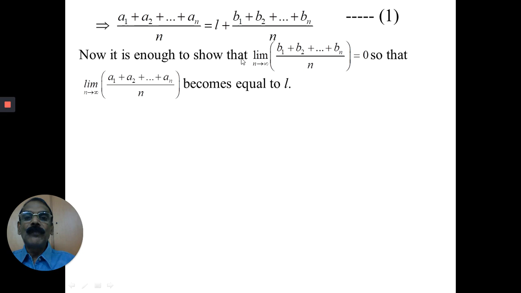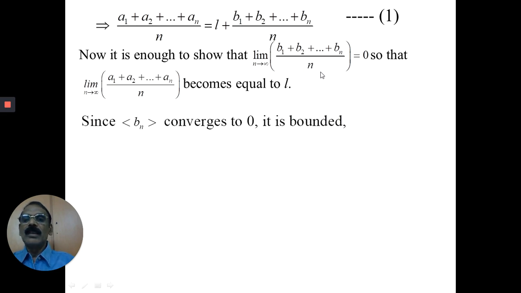Now, it is enough to show that the limit of (b1 + b2 + ... + bn)/n is 0. So that the limit of the left hand side, namely (a1 + a2 + ... + an)/n, will be equal to L, and hence that proves the theorem. So now our aim is to show that the limit of (b1 + b2 + ... + bn)/n is equal to 0. What is given when you took an equal to L + bn?